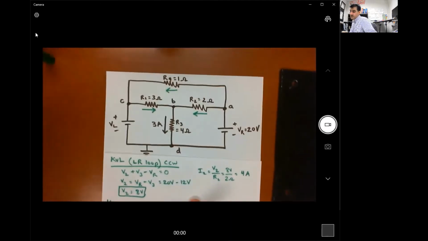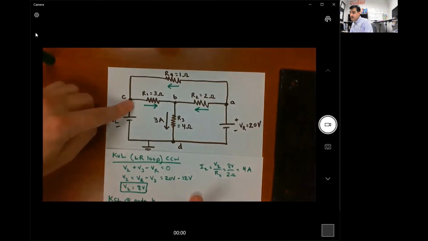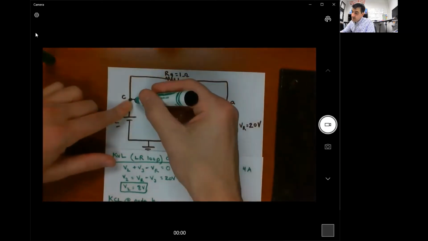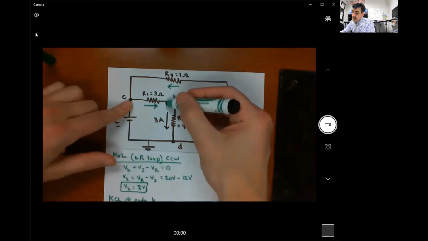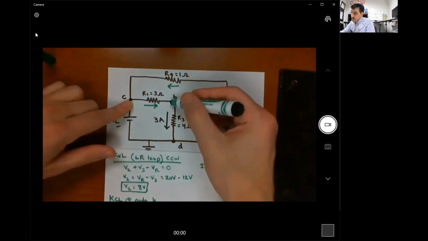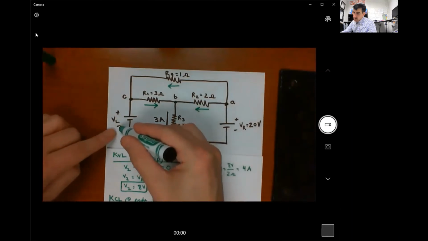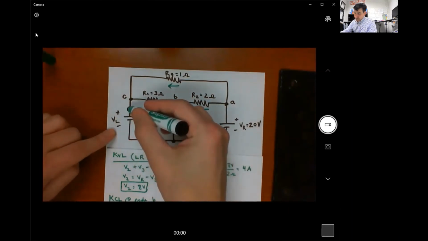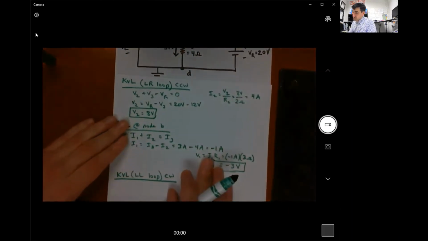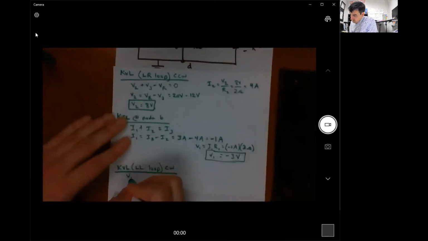So where do I start? Doesn't really matter, but maybe I'll start up here at C. So I'm going to go with the arrow here. I'm going to take positive V1 plus V3 minus V sub L equals 0. So I write that down: V1 plus V3 minus VL equals 0.